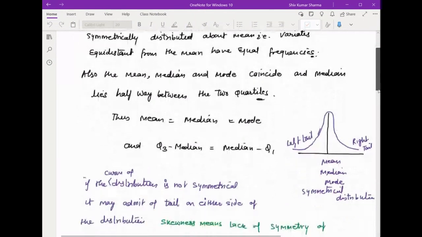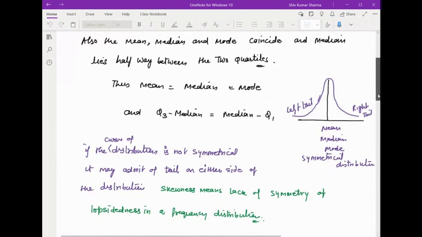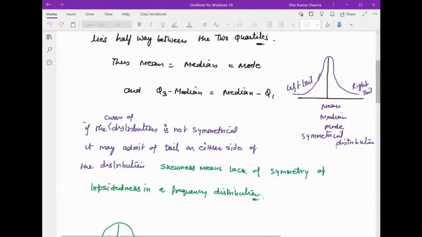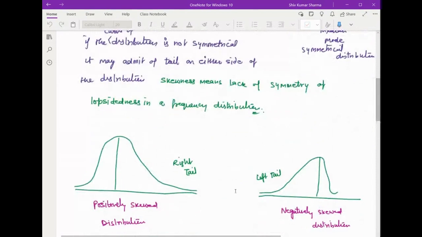where mean, median, and mode are the same. So a curve having only one peak makes a symmetrical distribution. If a curve doesn't make a symmetrical distribution, that means the right tail is longer or the left tail is longer. So we can say that it is a positively skewed or negatively skewed distribution.